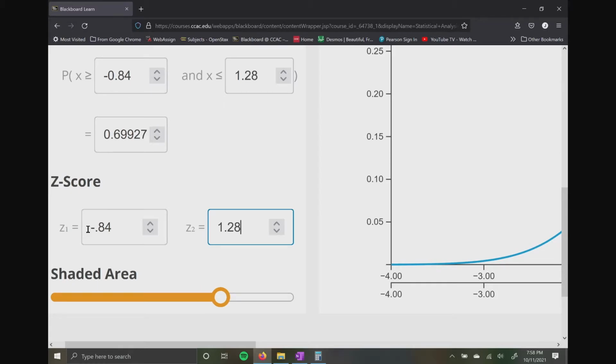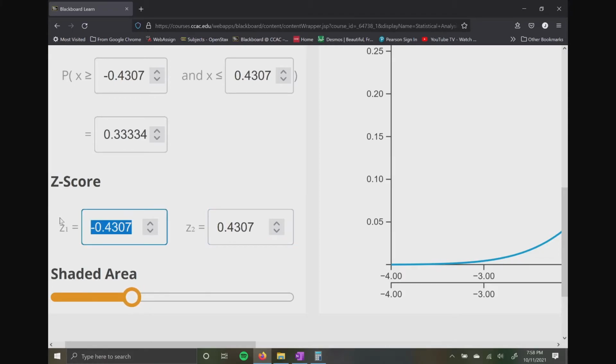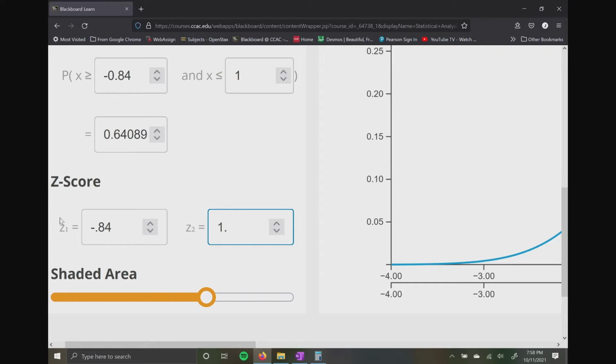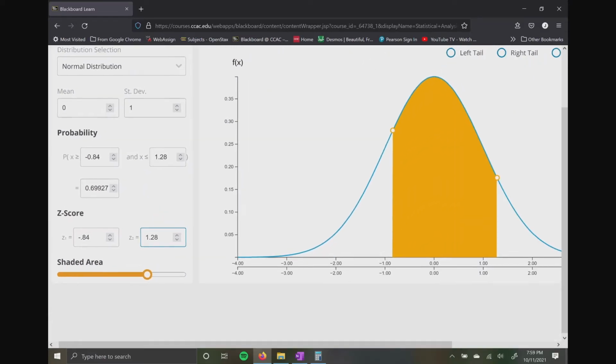Now directly above, notice 0.69927, which if we rounded that, we're going to get 0.6993. So I'm going to go ahead and write that down. And let me, oh boy, I just screwed that up because my fat fingers got in the way. So let's do this again, negative 0.84 and then 1.28. And now I'll zoom out.